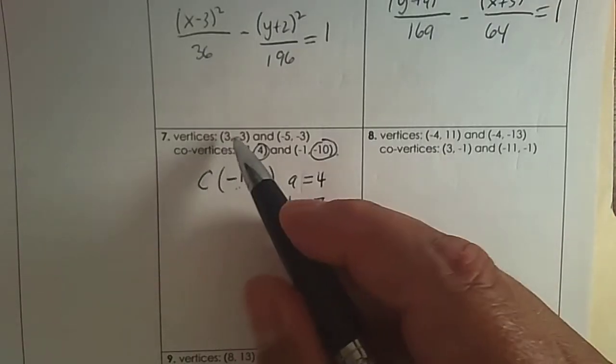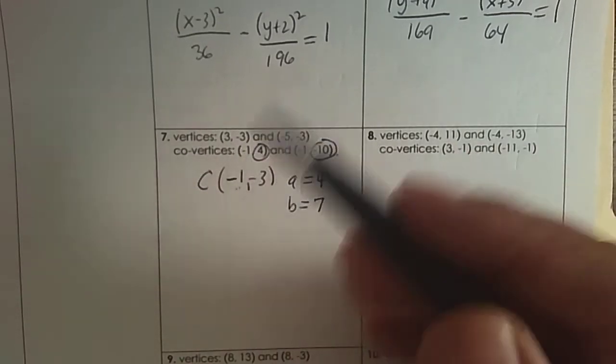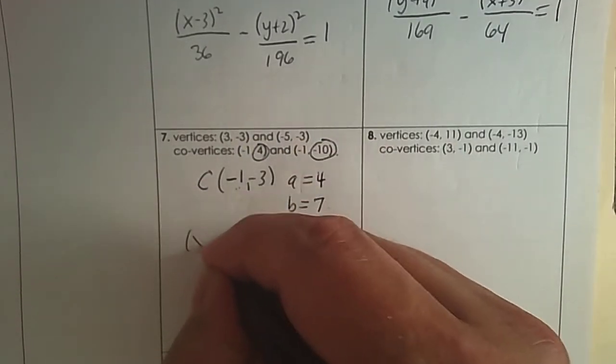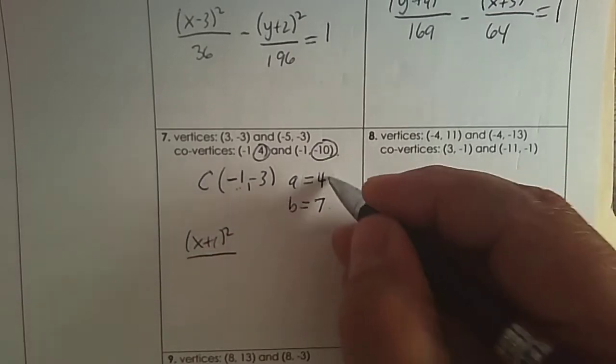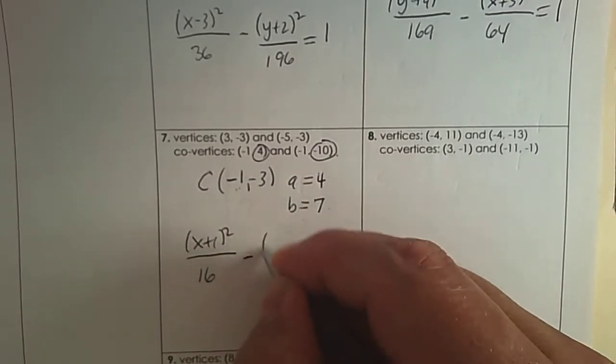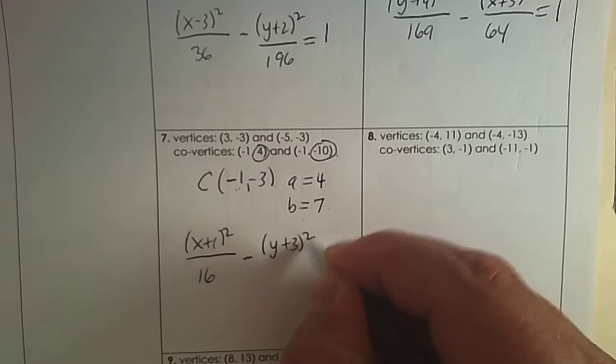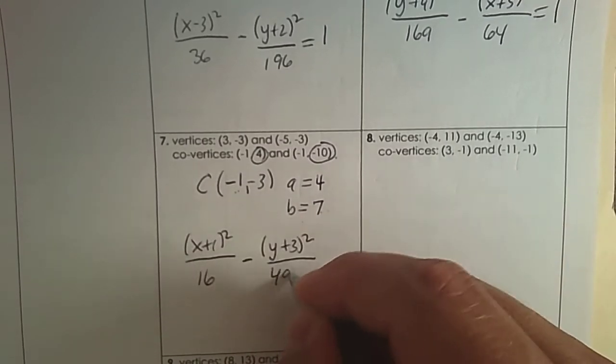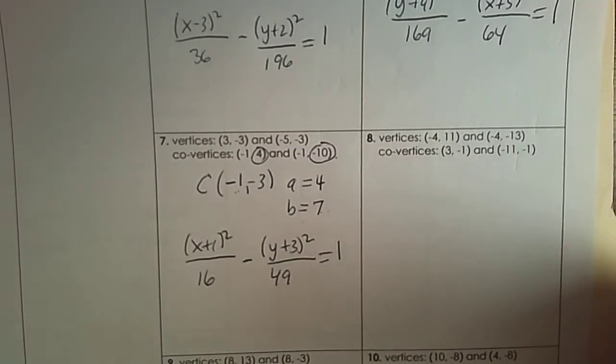So the main vertices, the x coordinates change. So it's horizontal. So it's going to be x plus 1 squared. And then 4 squared is 16. Subtract y plus 3 squared. 7 squared is 49. And that's equal to 1. Keep going. Number 8.